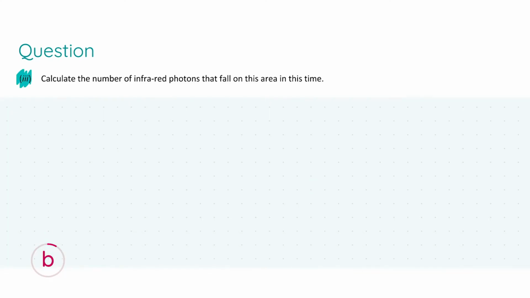In part 3 of this question, we were asked to calculate the number of infrared photons that fall on this area in this given time. So this is based off what we found before. Because it's asking a question related to the one before, the answer that you got from before, we're also going to use here.